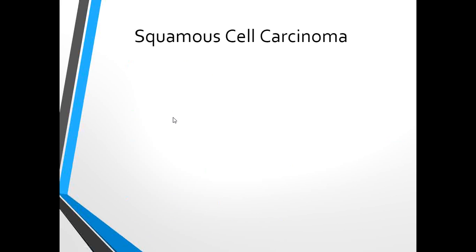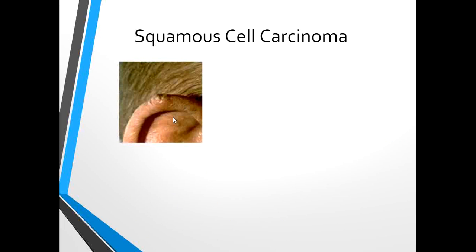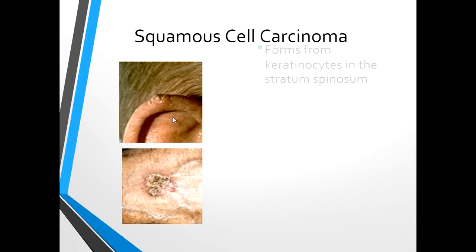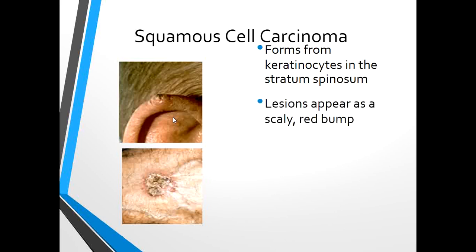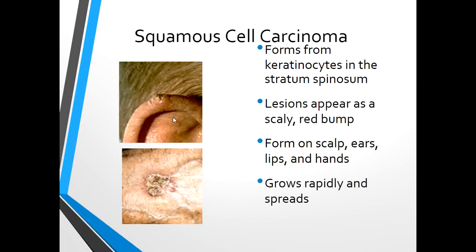The next skin cancer is called squamous cell carcinoma. Squamous cell carcinoma looks a lot different than basal cell carcinoma. It usually forms in the keratinocytes that are found in the prickly layer, stratum spinosum. And it starts off as kind of like a scaly bump. Sometimes it can be a red bump. To me, it looks almost like a really bad patch of dry skin. We find it on the scalp, in the ears, on the lips, and on the hands. So places where the sun would hit it pretty frequently.